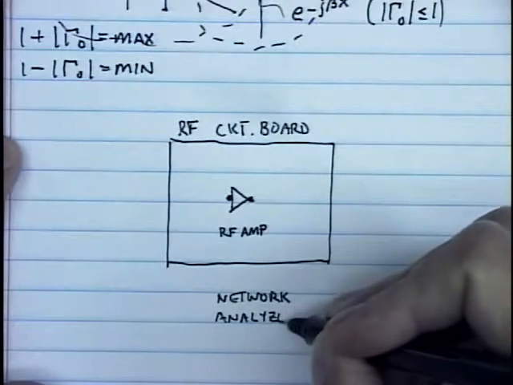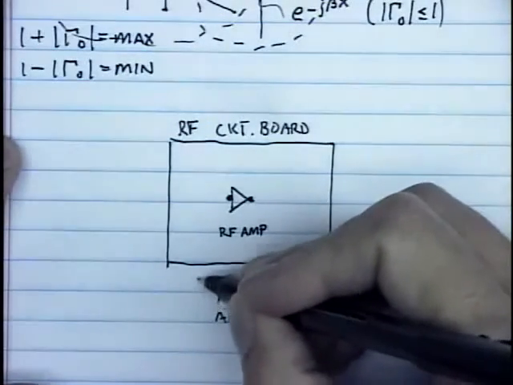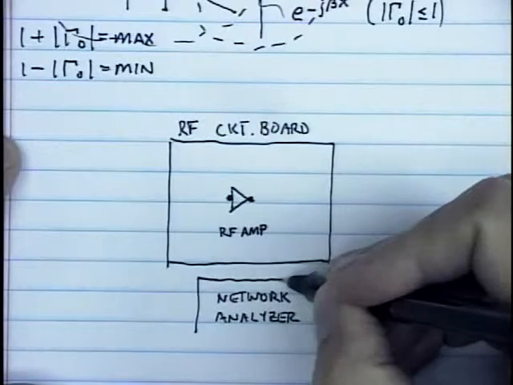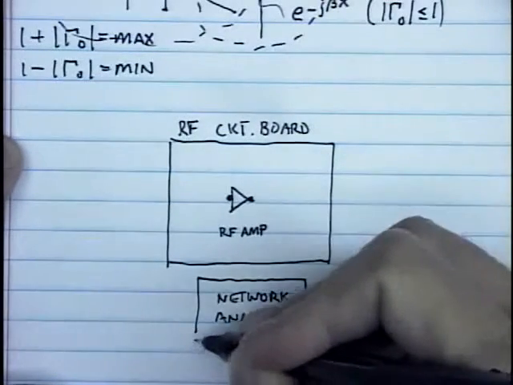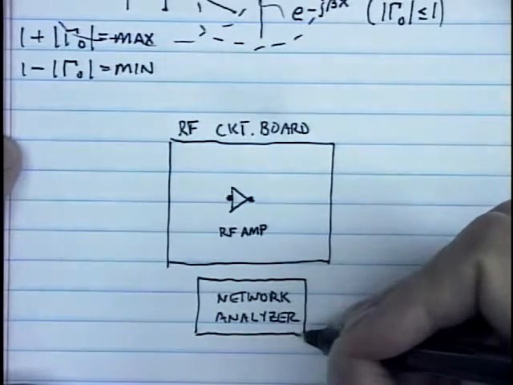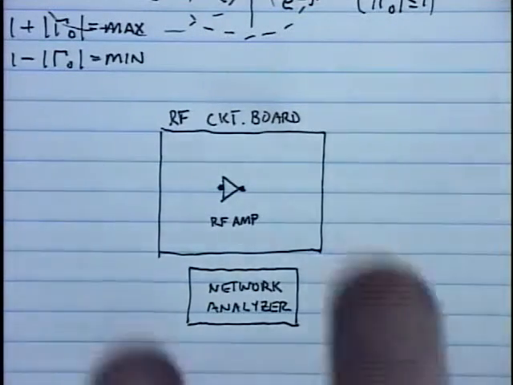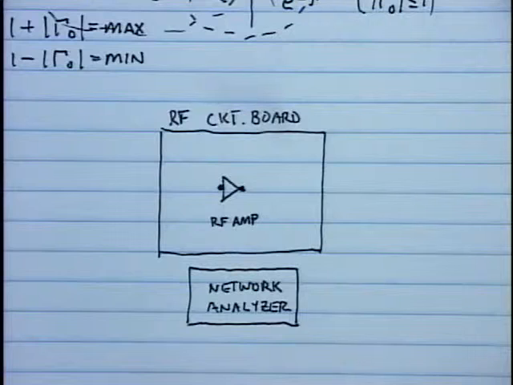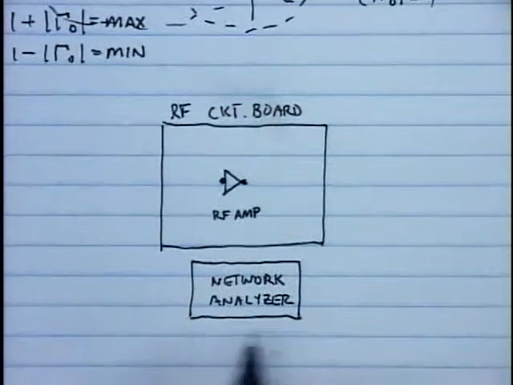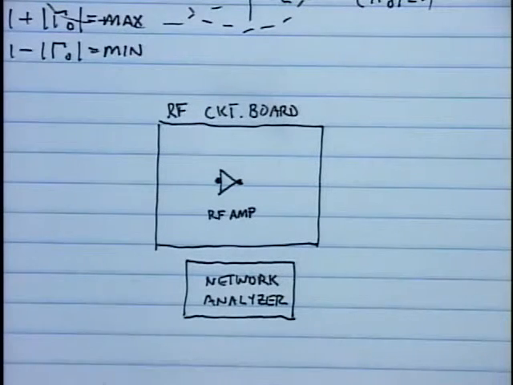Okay, there's a device called a network analyzer. Looks kind of like a fancy oscilloscope. It's got a couple of leads. Well, actually, it's got several leads that you hook up to an RF device, and it'll measure the scattering parameters for you. So I want to take my network analyzer and hook it up to this circuit board and measure the scattering parameters of the RF amp.